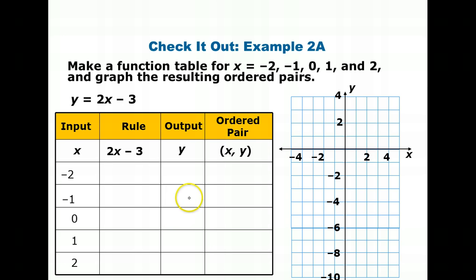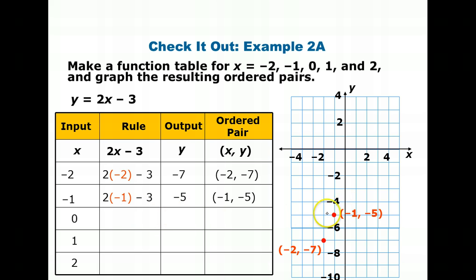Welcome back. Here, when we do 2 times negative 2 minus 3, we get negative 7. So this is my ordered pair, negative 2, negative 7, which is down here. Now substituting negative 1 for x, here's the next point. Again, 2 times negative 1 is negative 2, minus 3, negative 5. Substituting 0, my y will be negative 3. Substituting positive 1 this time.